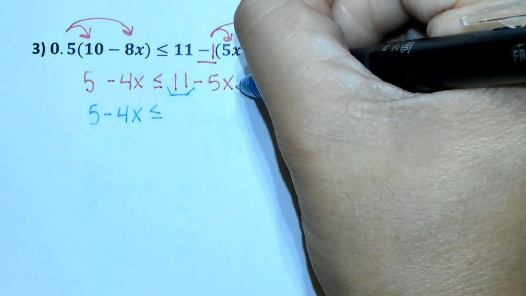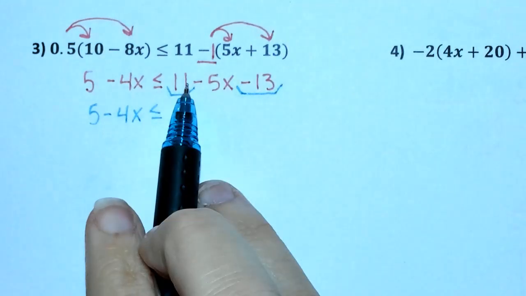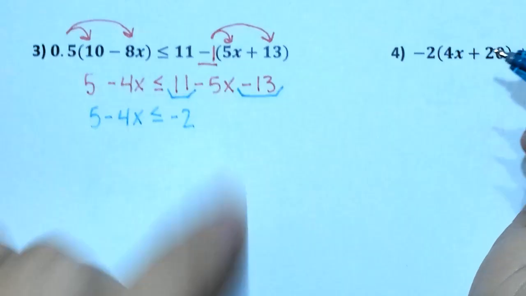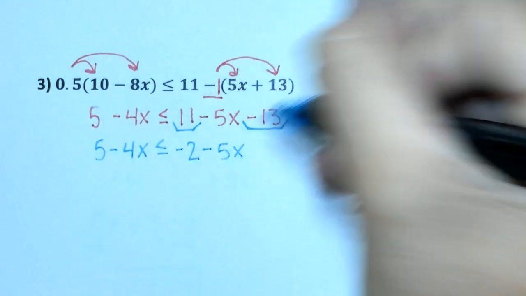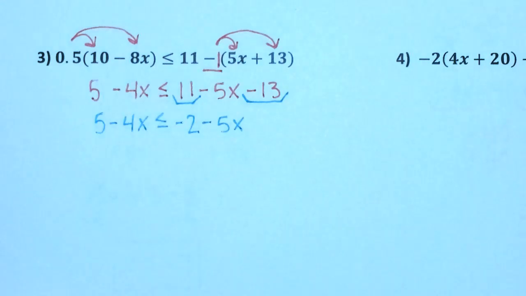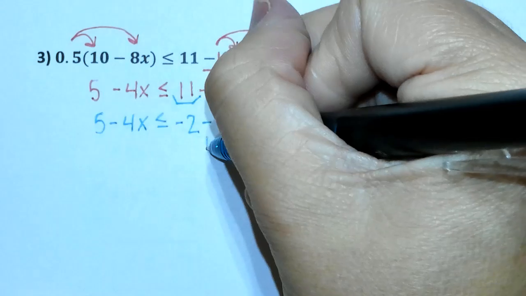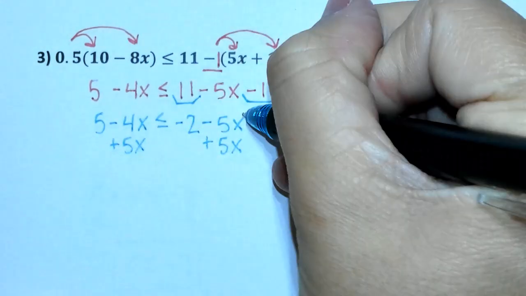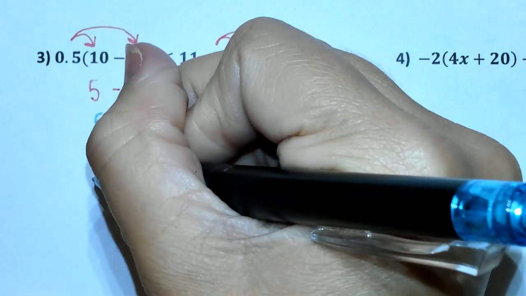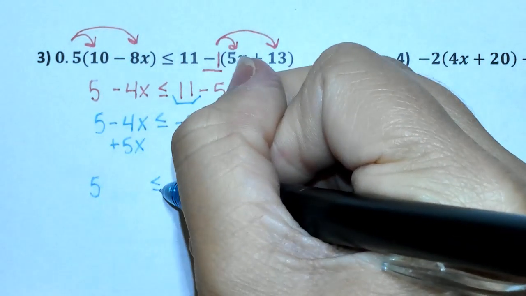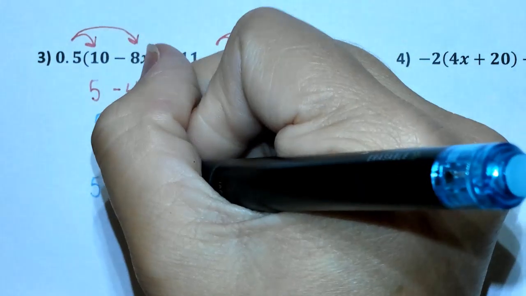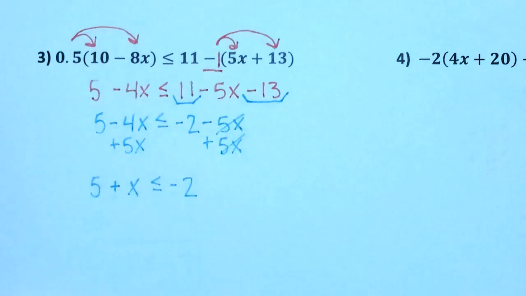There's a positive 11 and a negative 13. 11 minus 13 is negative 2. And then I bring down the minus 5x. From there, my variables need to get together on one side, and my constants on the other. So I would add 5x here. What I do to one side, I do to the other side. Cancels on the right side. Okay, on the left side, I'm going to bring down the 5, the symbol, and the negative 2. And then negative 4x plus 5x is just 1x, which I don't have to put the 1 there.